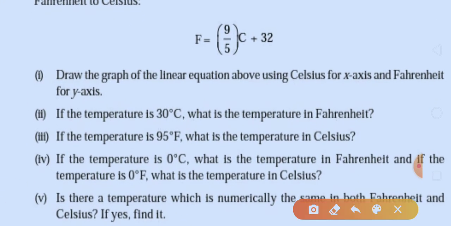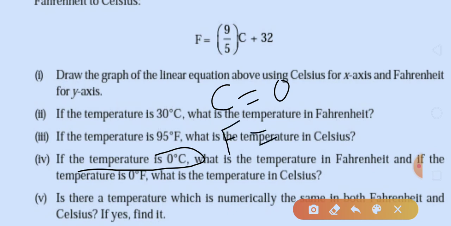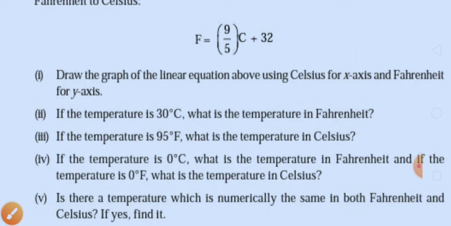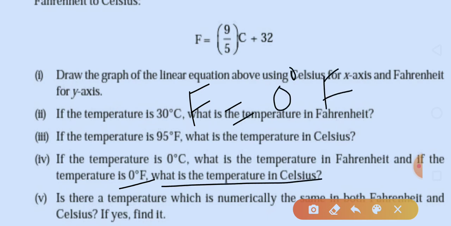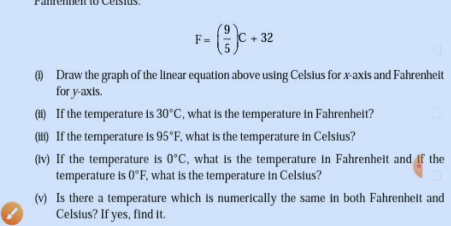In part 4, if the temperature is 0 degrees Celsius, it means C equals 0. First case, what is the temperature in Fahrenheit? You find the F. When C equals 0, what is the value of F from equation A? Find out. In the next part, if the temperature is 0 degrees Fahrenheit, F equals 0, what is the temperature in Celsius? You find the C. You solve this part, question part 4.